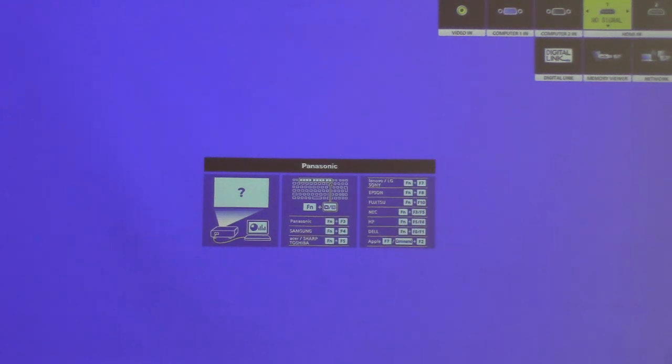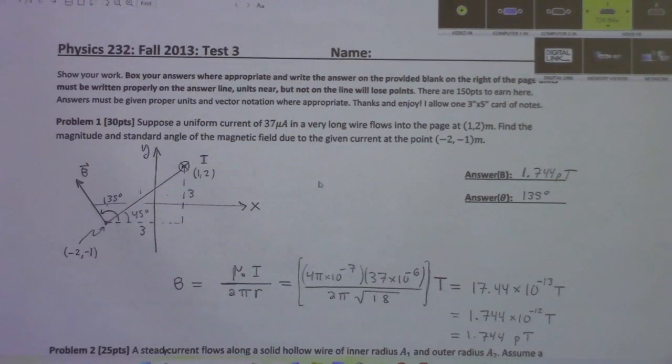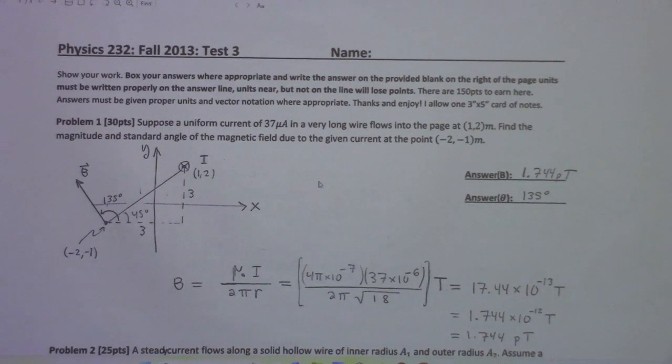So that was my test 3 from 2011. Here's my test 3 from 2013. Let's take a gander at this one. And if I'm solving some of your homework problems at the moment, my apologies. Probably I'm not.